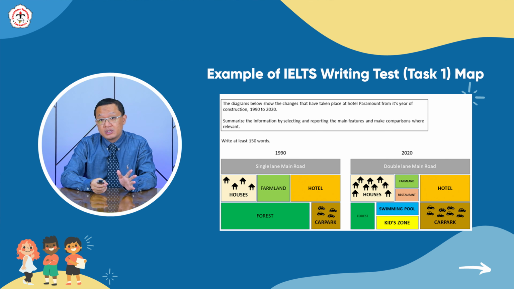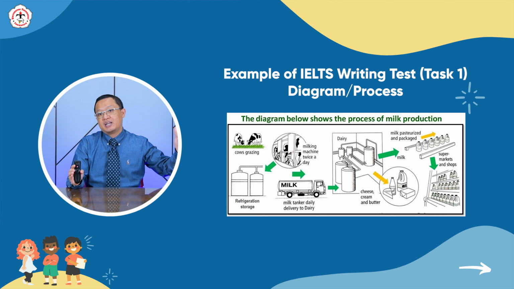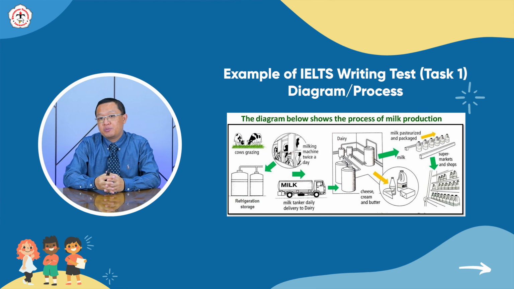All right, the next one is diagram and process. This is also part of task 1 in IELTS writing. So principally, you need to describe or report the process. Here on screen, you can see milk production from the very beginning of the production until the end of production, even until it is distributed to the market. So these are the examples of tasks in IELTS writing, especially task 1.